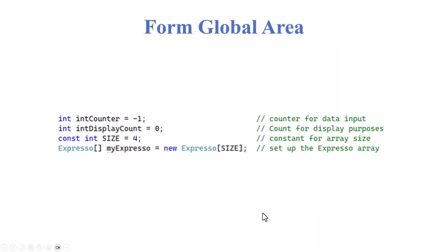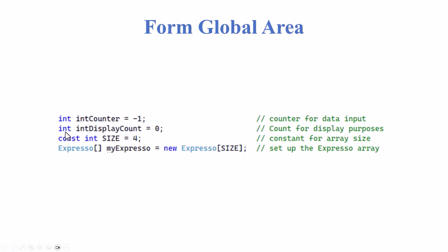And we're using the shorthand version of this thing. In the form global area, we're going to have a counter. Int counter is going to equal -1. In other words, we're going to loop through this thing. And so the first thing we're going to do is add 1 to int counter to create 0. That'll be our array number 0, 1, 2, and 3. We're going to actually create 4 objects in our array. So we want to start that out with 0. So we have our int counter set for -1.